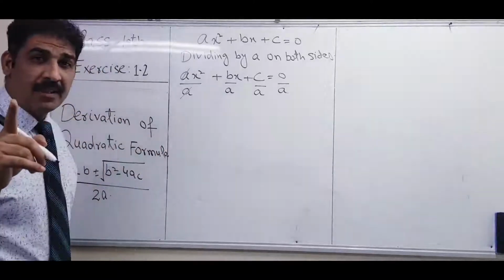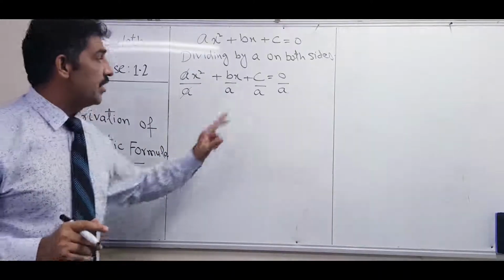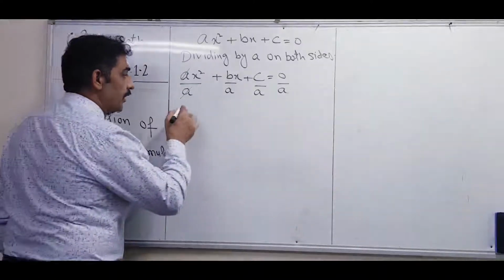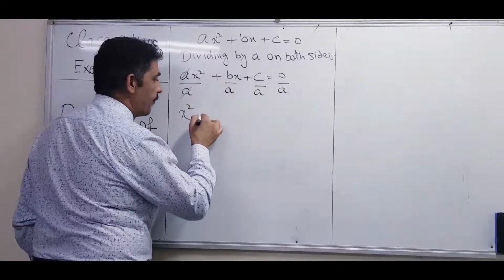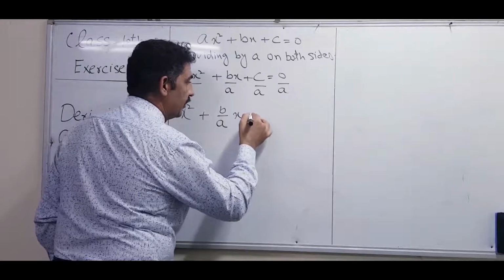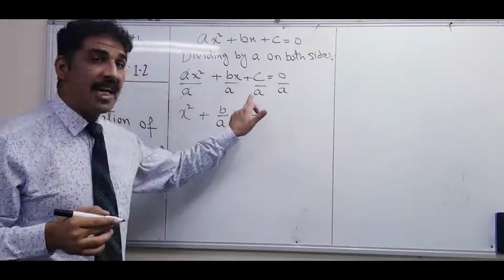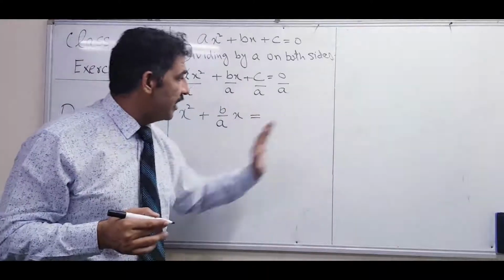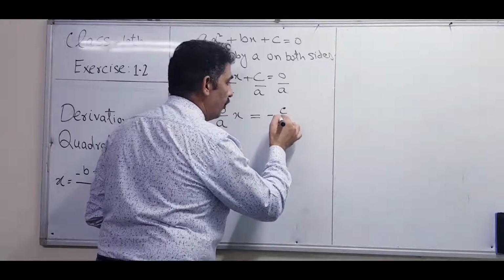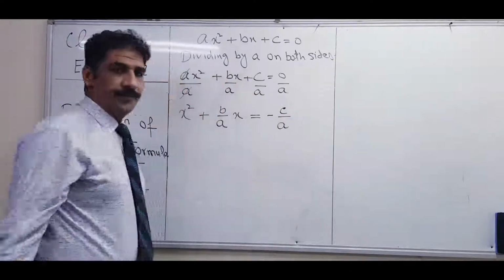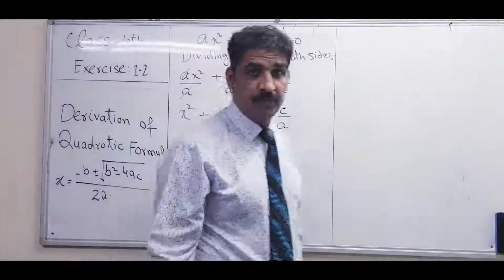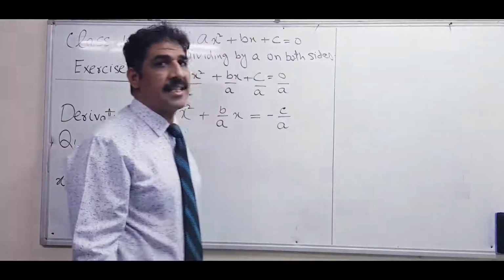What is the second step? The second step is, good, shift the constant term to the other side of the equal sign. So we will write x square plus b over a x is equal to, because I am shifting the constant term to the other side of the equal sign, minus c over a. Second step finished. So what is the third step?